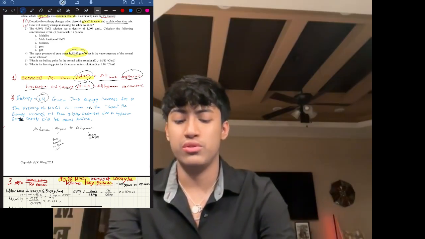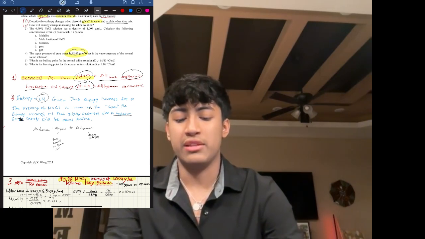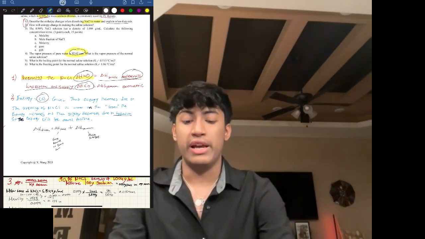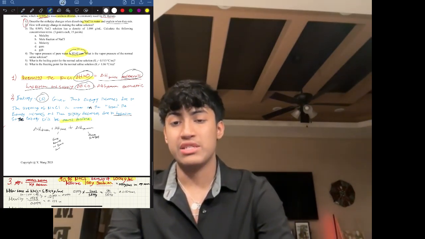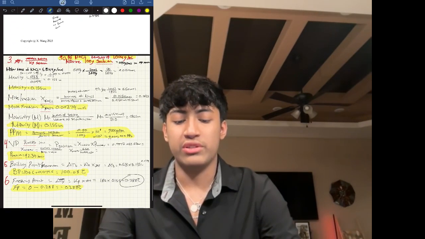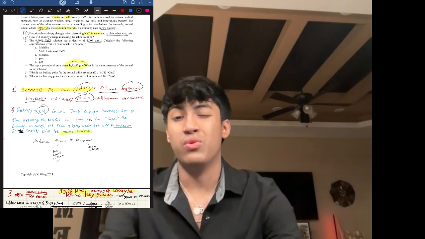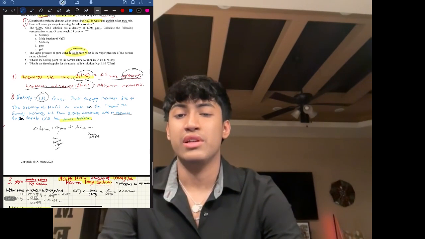Moving on to question two, it asks, how will entropy change in making saline solutions? So the entropy, which equals S, it is given that energy increases due to the breaking of ions in water on the system. The entropy increases, then slightly decreases due to hydration. So the entropy will overall be positive.